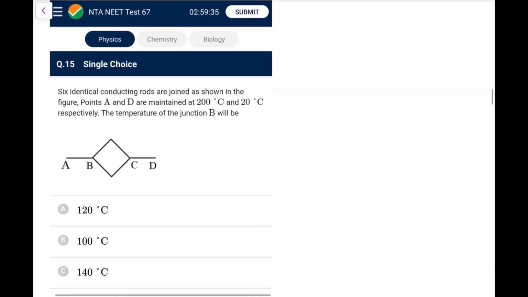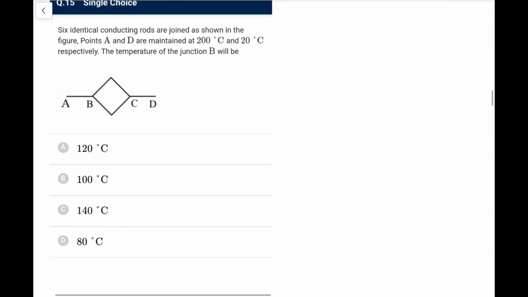Next, 6 identical conducting rods are joined as shown in the figure. A and D are maintained at 200. So I could do it by analogy of current. Let's say this is 200 volt, this is 20 volt. 6 identical, so R. So it's a balanced Wheatstone bridge. Fifth one is not needed, so it would be R. So effective resistance is 3R.